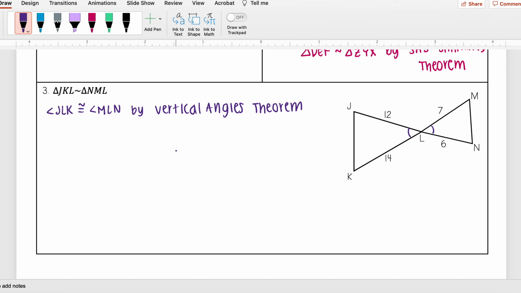Okay, go ahead and pause the video. I want you to finish this out. I want you to show that those other two sides are proportional, and remember to use your similarity statement to see which sides need to be proportional. When you think you have it, go ahead and press play.